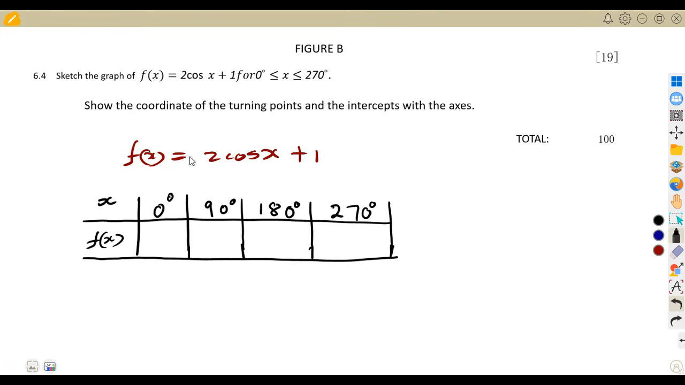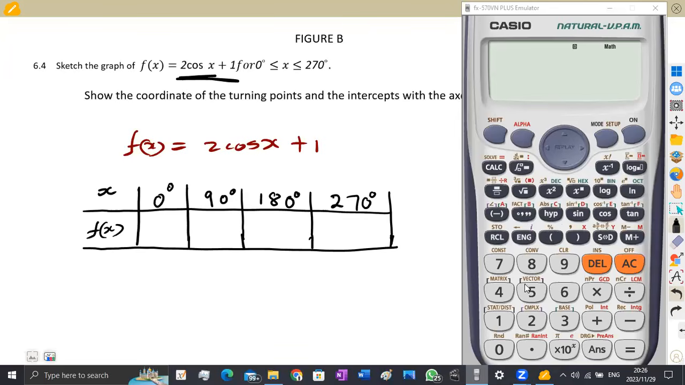the y values. If you substitute into your f of x, which is 2 cos x plus 1. So this is what I'm trying to say. Making sure that your calculator is in degrees. We're going to have 2 cos x, that is 2 times the cos of x, if x is 0, we are going to add 1, plus 1. This gives us a 3.